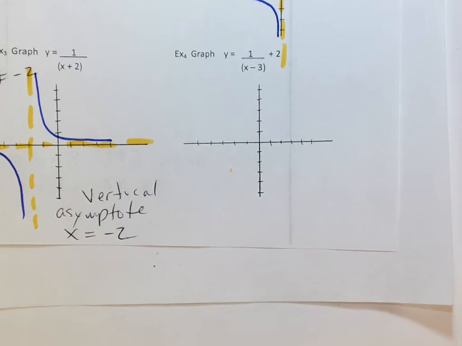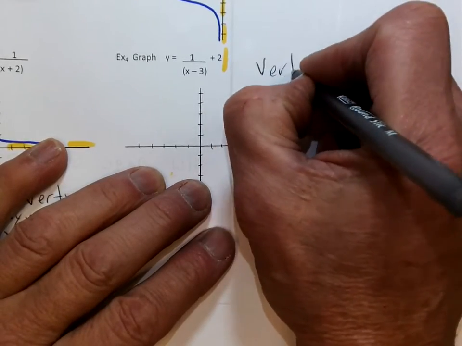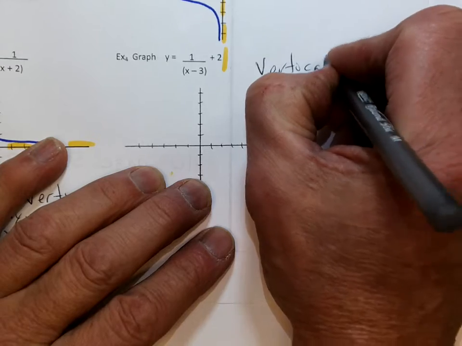Number 4. Before I even start, I know, Mason, I have a vertical asymptote. Where's my vertical asymptote?